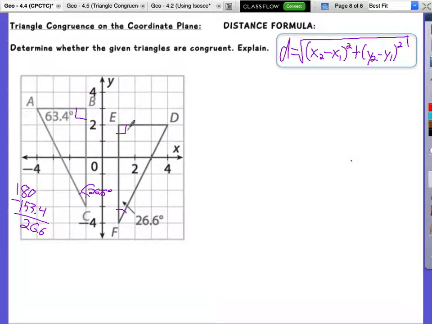Okay, and these two angles are congruent. So by our third angles theorem, if 26.6 is congruent to 26.6, 90 is congruent to 90, 63.4 is congruent to this angle. Because we have two sets of corresponding angles congruent, we automatically know the third pair of angles is congruent. That's our third angles theorem.